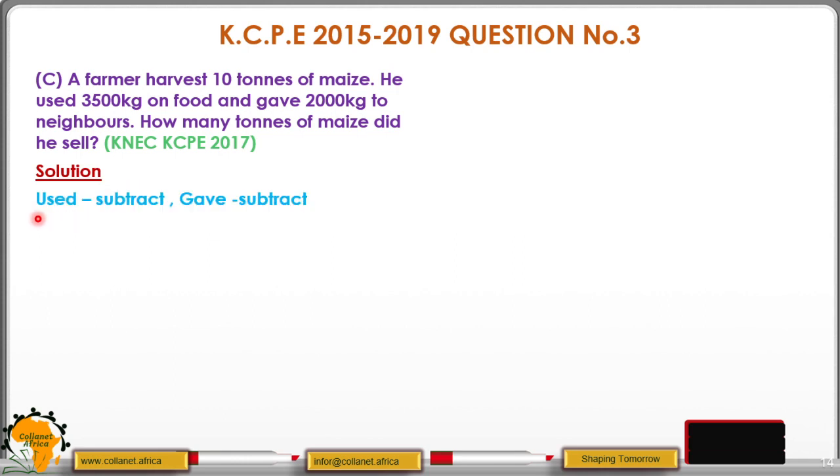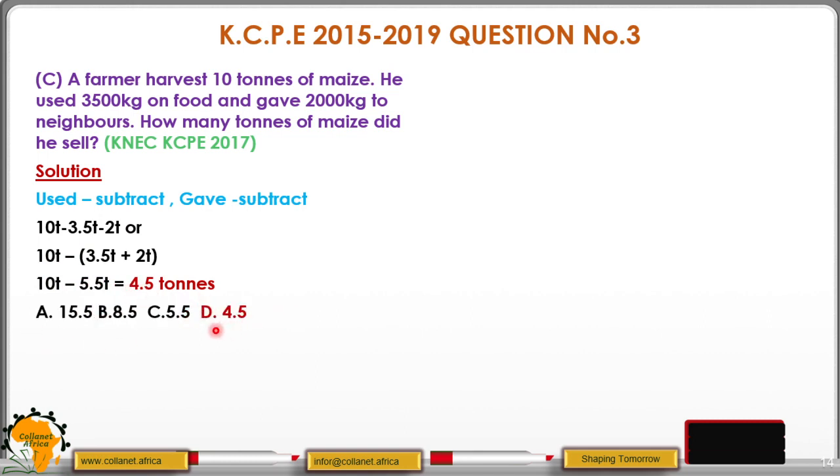So solution: used, you subtract, or gave, you subtract. So he used this one, it is like you're subtracting that, or gave out this to the neighbor, so you subtract. Good to note that. So it is 10 tons minus 3.5 tons after converting this one into tons, then minus 2 tons. Or simply you can say 10 tons, you add the 3.5 and the 2, and then you subtract from 10 tons. In this case you get 10 tons minus 5.5, you get 4.5 tons.